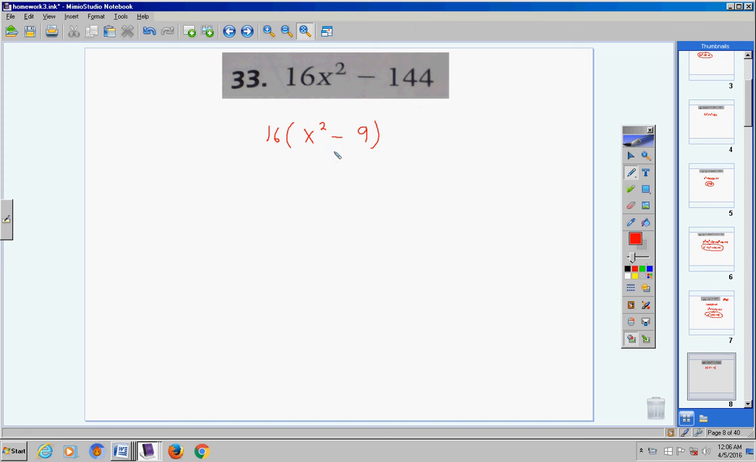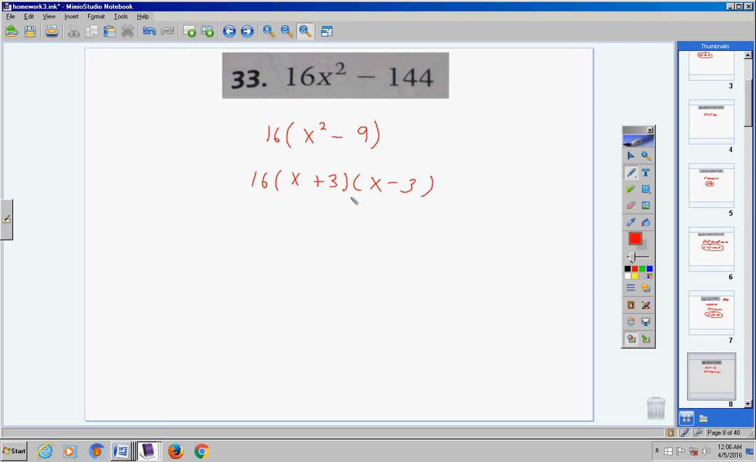Now that we've pulled out what's common, what are we left over with? We're left over with a binomial, and it's factorable because I have perfect squares, and the first term is positive, the second term is negative. Now if the second term was positive, then you could not factor it. Okay, so because we have a binomial here with two perfect squares, we write two little parentheses. Remember, the square root of x squared is x and x. The square root of 9 is 3 and 3. Make one positive, make one negative.